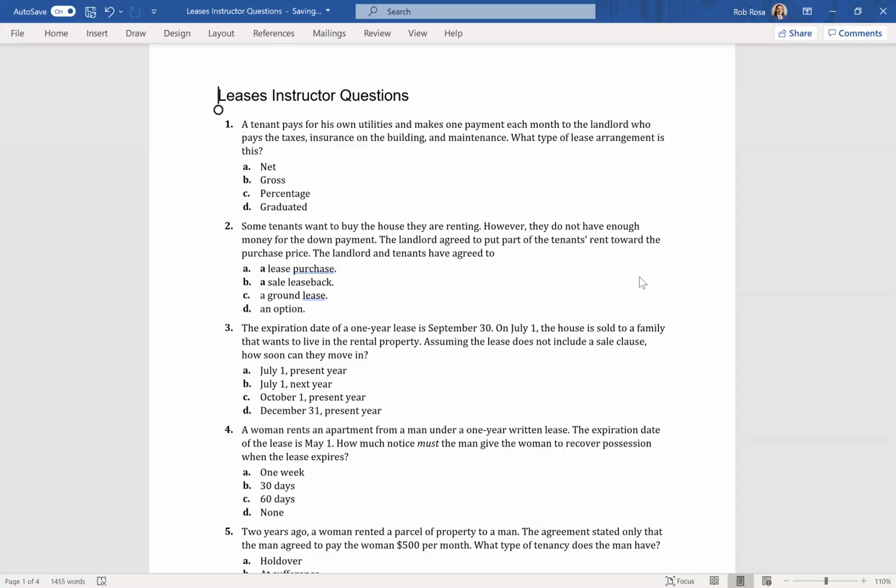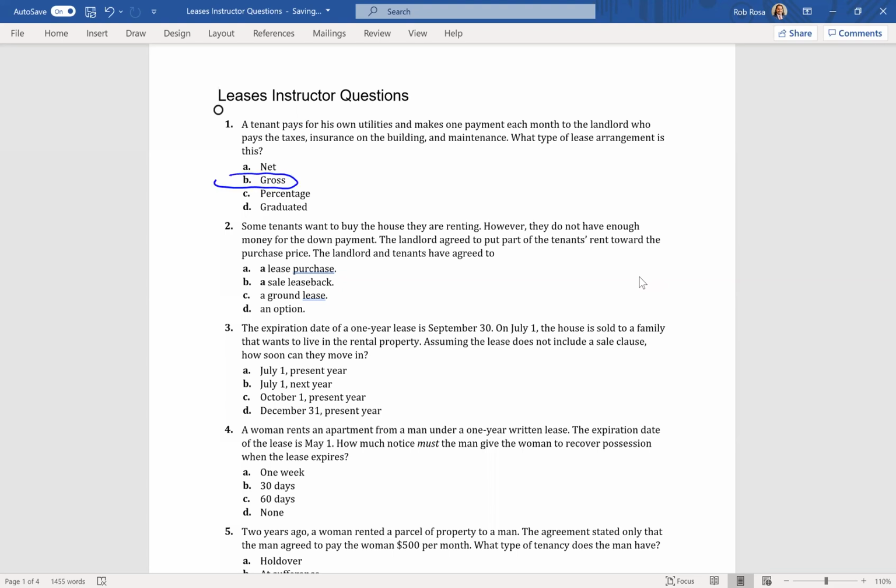So, number 1, a tenant pays for his own utilities and makes one payment each month to the landlord, who pays the taxes, insurance on the building, and maintenance. What type of lease arrangement is this? Gross.